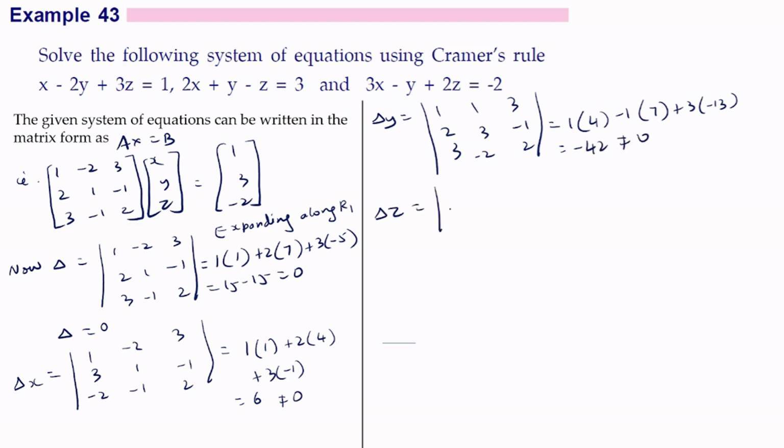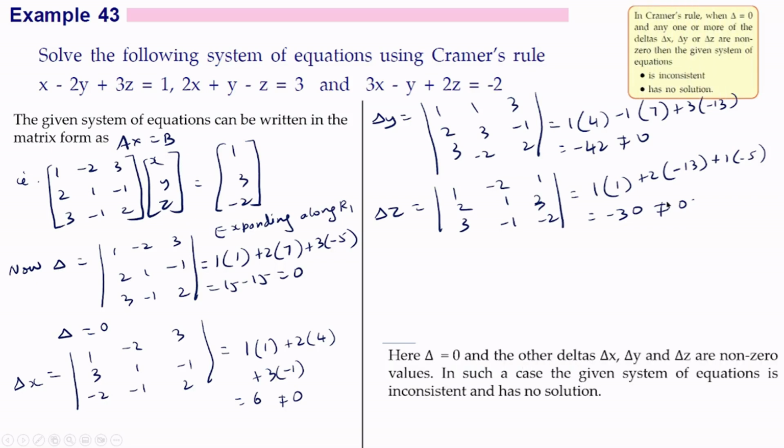Then delta z is, first two columns remain the same. The third column will have the constants. So this is 1 into minus 2 plus 3 is 1, plus 2 into minus 4 minus 9, minus 13, plus 1 into minus 2 minus 3, minus 5. So this is 1 minus 26 minus 5, it is minus 30, not equal to 0.